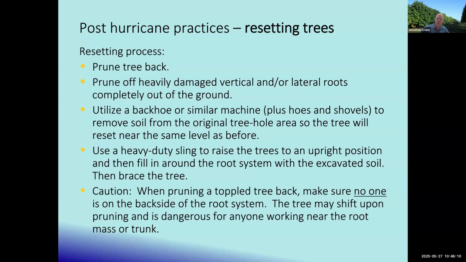One thing too, especially with large trees, when you are pruning the top of the tree off, hat racking the tree or making it a stump, you want to make sure there's nobody on the back side of that root system. Why? Because sometimes the weight of that tree shifts when you remove that canopy, and the tree starts to reset itself. And anybody behind that root ball could be hurt. So you've got to be cognizant of who's there, and people need to clear out when you are hat racking or stumping that tree to pull it back up.